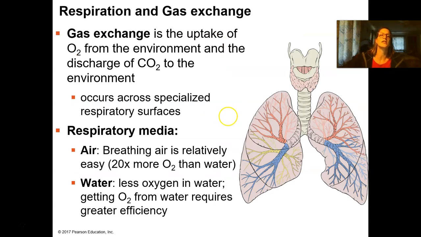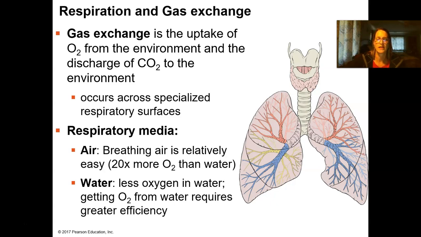So gas exchange is the uptake of oxygen from the environment and the discharge of carbon dioxide into the environment. And this is specifically when you're talking about animal gas exchange. It occurs across specialized respiratory surfaces. So the respiratory surface would be something like lungs or gills. Depending on what type of animal you are, you will have a different sort of respiratory medium. So as terrestrial mammals, our respiratory medium, or our environment that we use to get our oxygen, is air.